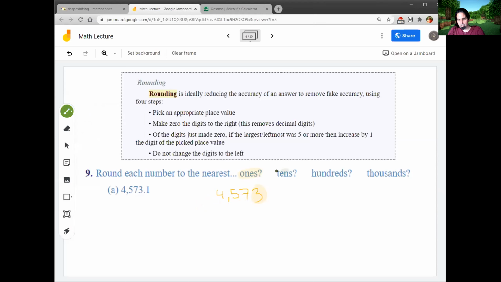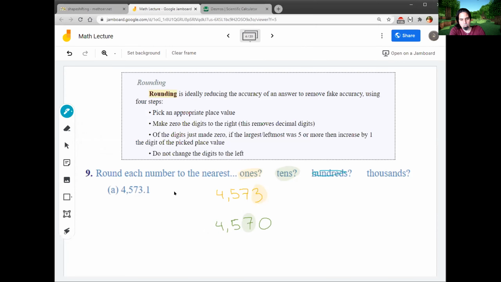Okay, tens. So I will start by writing my number, 4,573.1. I will pick the tens, the 70. So that's this step, right? I'm going to make everything to the right 0. So that 3 becomes a 0. Was that 3 I just took away 5 or more? No. Easy call. So the 7 stays a 7, and everything on the left side is safe.